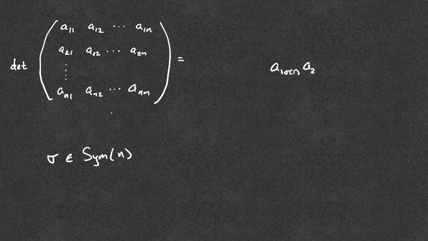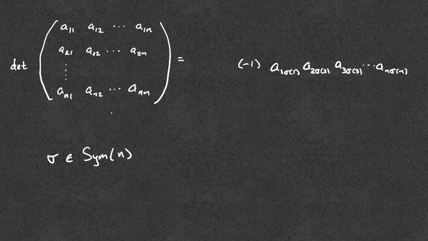For the second row, we're going to choose column sigma 2. For the third row, we're going to choose column sigma 3, all the way up to the nth row where we choose sigma sub n. Then once we have our product formed of elements from picking out one column from each row, we're going to multiply that one by the sign of the permutation that we used.